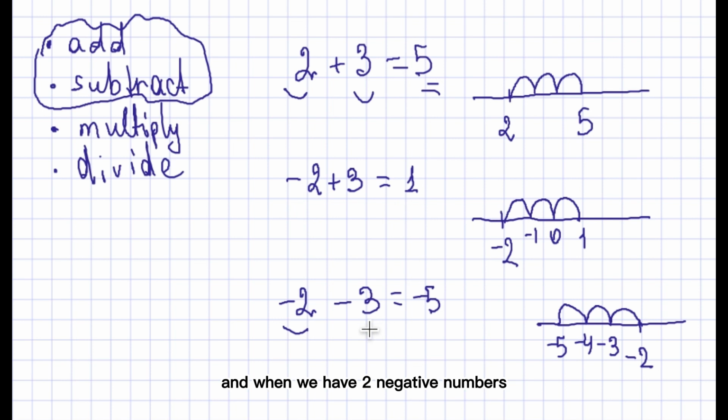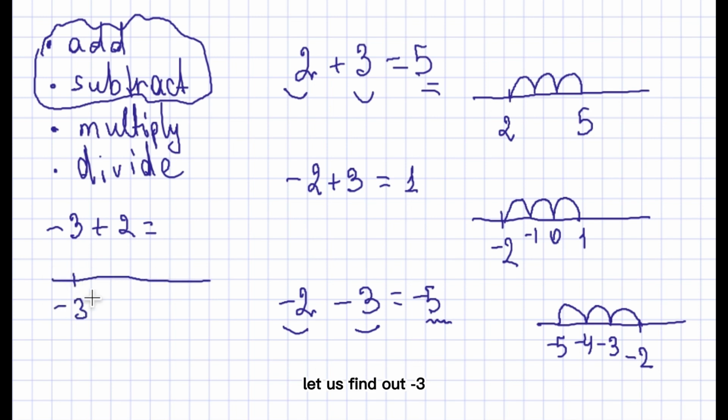And when we have two negative numbers, the same. Again, we add them, but with a negative sign. Okay, what about negative 2 plus 3? And guys, also we can have negative 3 plus 2. Let us find out negative 3. If I go 2 steps, it is negative 2 and negative 1.